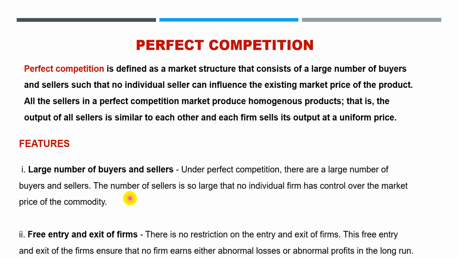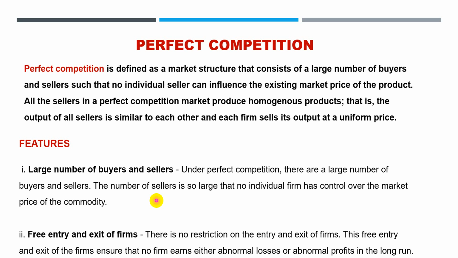As a result, uniform price prevails in the market, or in other words, we can say buyers and sellers are the price taker, or the firms are the price taker and industry is price maker. Free entry and exit of firms. Every seller has the freedom to enter or exit the industry.